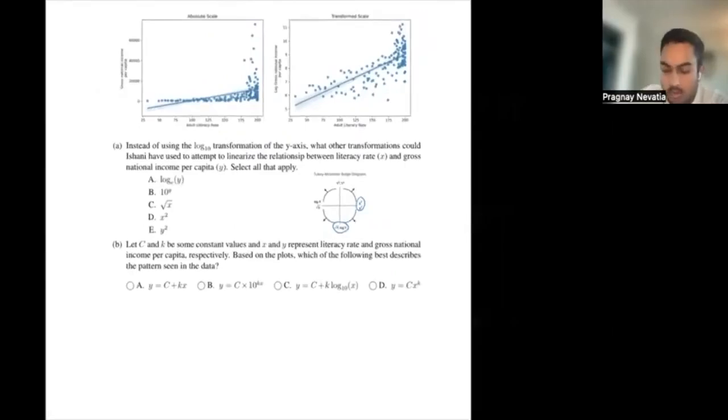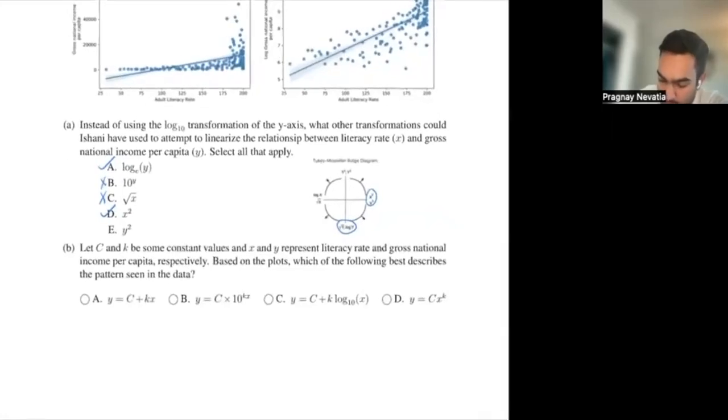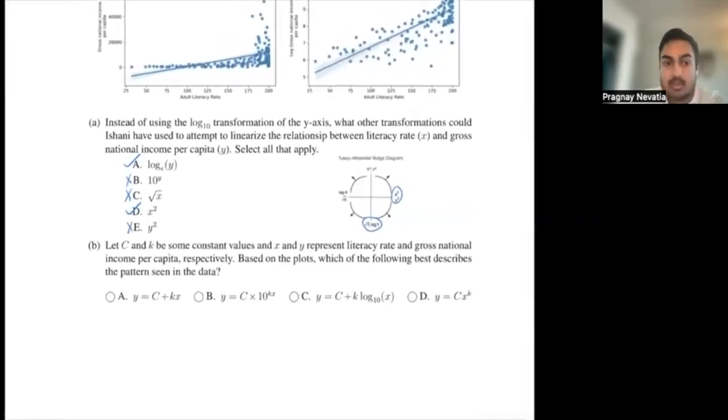So we can do log of y, because here e is just a different base for the logarithm. Now you just choose the base depending on the skewness of the data set, but I don't think 10 and e should be much different. Then you can't do 10 to the y, you can't do square root of x. You can do x squared, as it's one of the options as represented in this diagram, and you cannot square y. Okay, so that was part A.